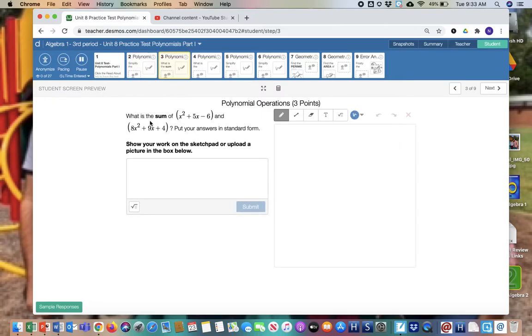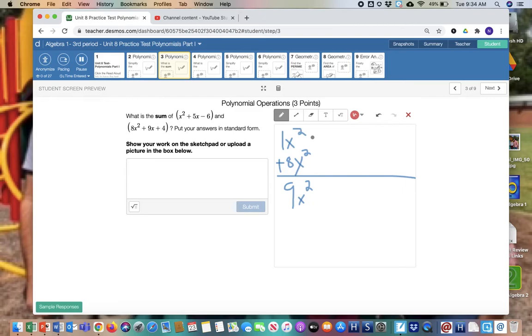Okay, so now it says, what is the sum of these? So remember, sum means to add. So I'm actually going to color code this. We don't have to switch any signs. So we have this x squared. That's like a 1x squared. And then I see the 8x squared here. Remember, I'm adding everything here. So it's like 1x squared plus 8x squared. Well, that's the highest exponent, so I'm going to put that first for standard form. So 9x squared.